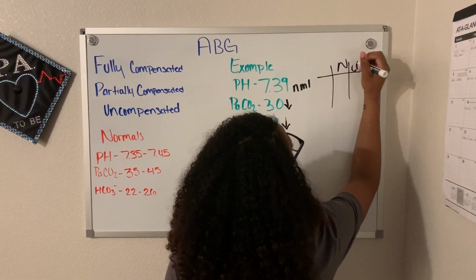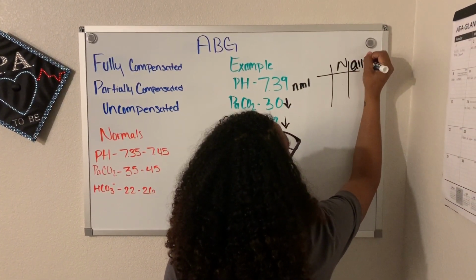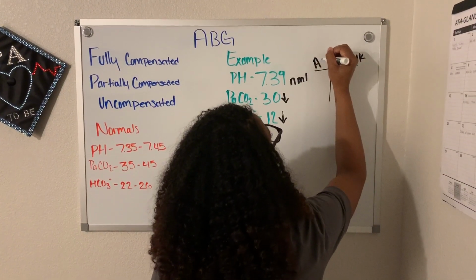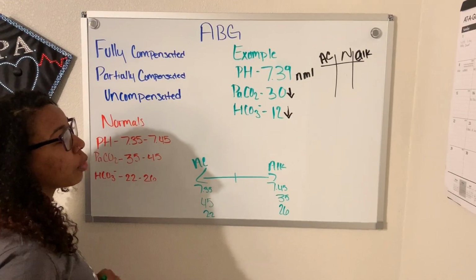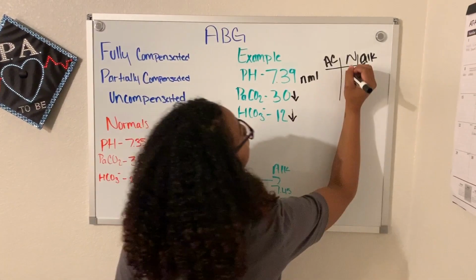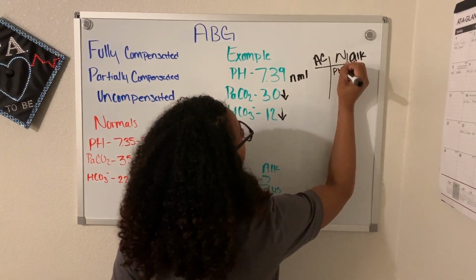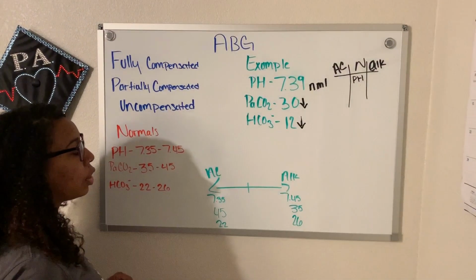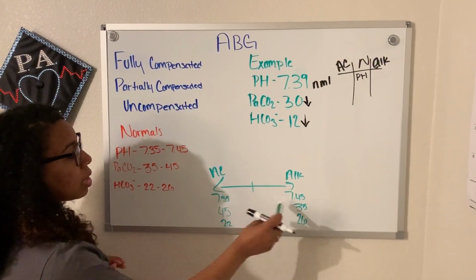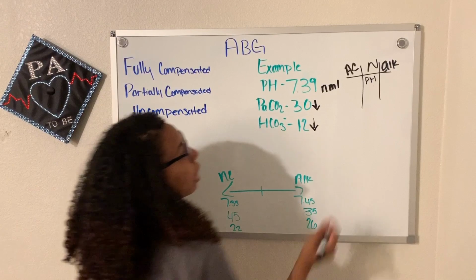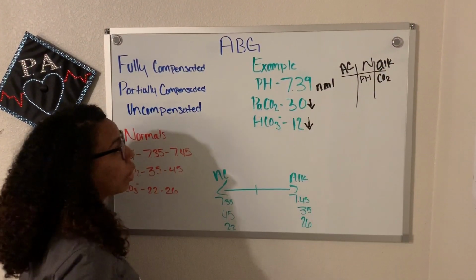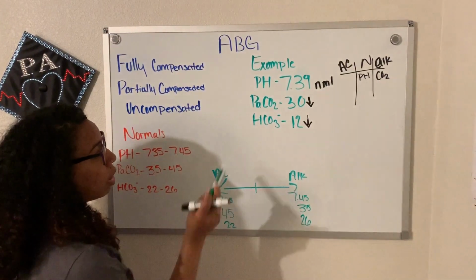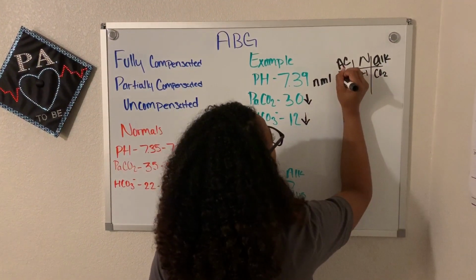Normal, alkalosis, acidosis. All right, so our pH is normal. So where are we going to put it? In the middle. All righty, so PaCO2 decreased, which means it's on the alkalosis side. So CO2. Bicarb decrease, so we're going to put it on the acidosis side.